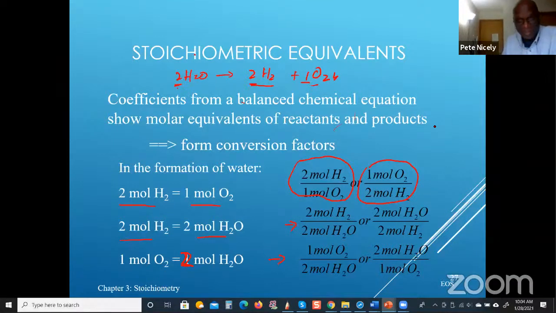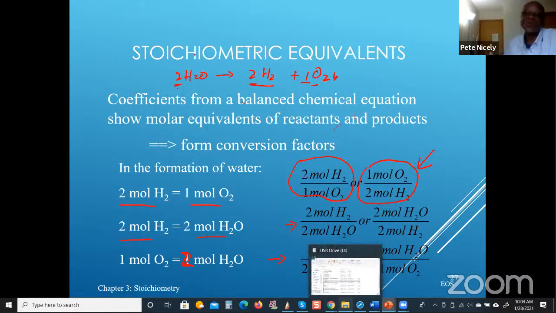The reason why I'm pointing this out is because these conversion factors can be useful in problem solving. So if you're given a certain amount of a substance, you can actually use this kind of relationship to determine the amount of the other substance involved, either as a product or a reactant. And you'll be doing a lot of these types of calculations when you are solving stoichiometric problems.